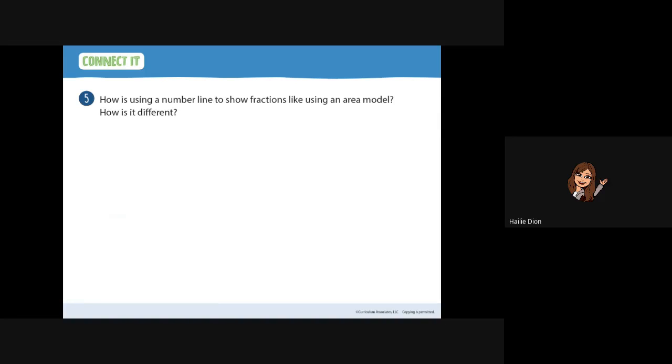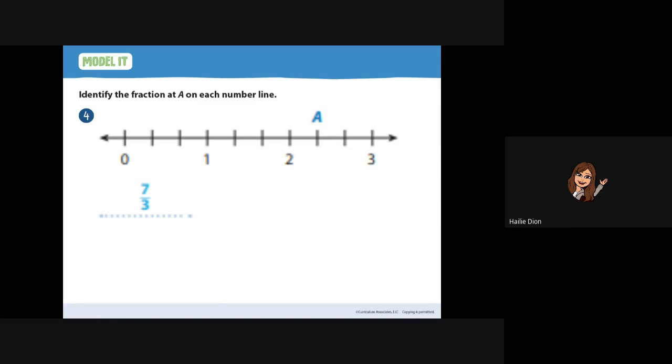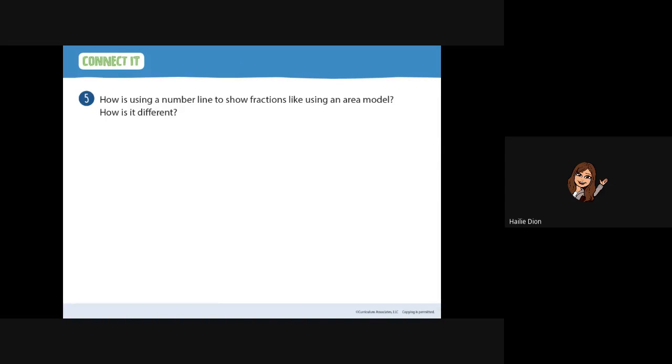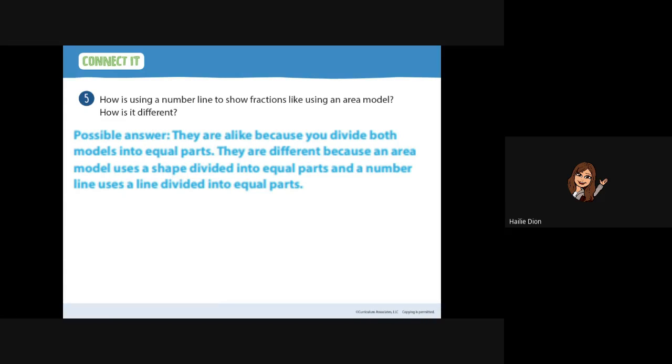So now, how is using a number line to show fractions like using an area model? It's like using an area model because, if you can see here, when we had the other problems, they were just above, they matched up. But it's different because you're not seeing any shading. So a possible answer is they are alike because you still divide models into equal parts.